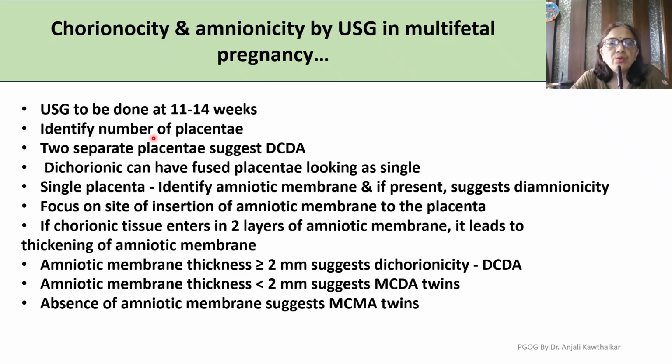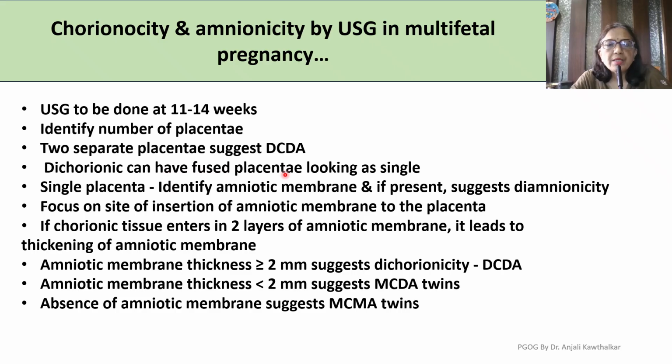Here, first we have to identify the number of placentae. Two separate placentae suggest a dichorionic, diamniotic pregnancy. Once we see two placentae present at two separate sites, that clears the doubt about the chorionicity. It tells us that it is a dichorionic, diamniotic pregnancy, and dichorionicity will be associated with fewer complications as compared to monochorionicity.